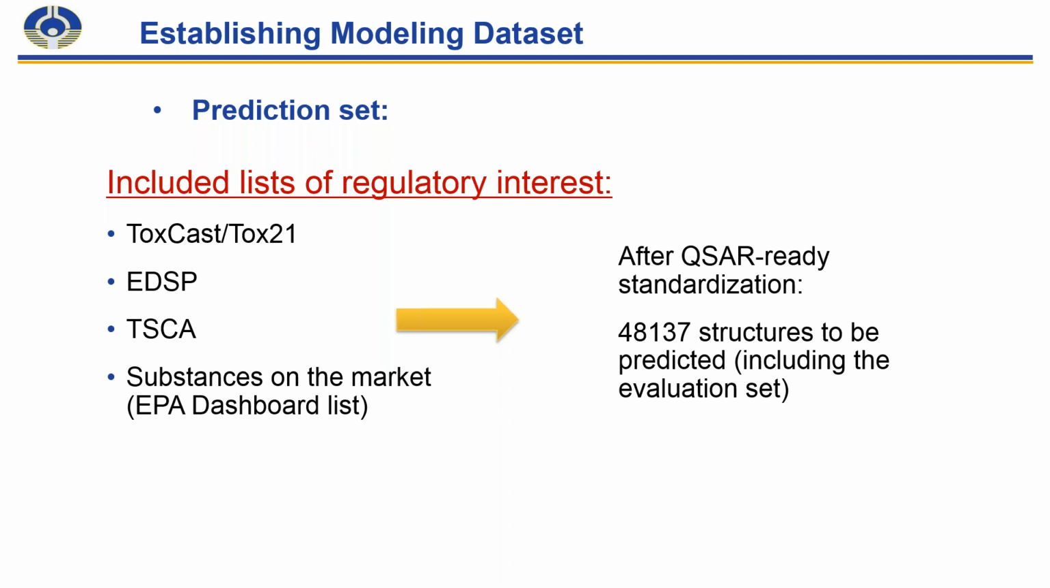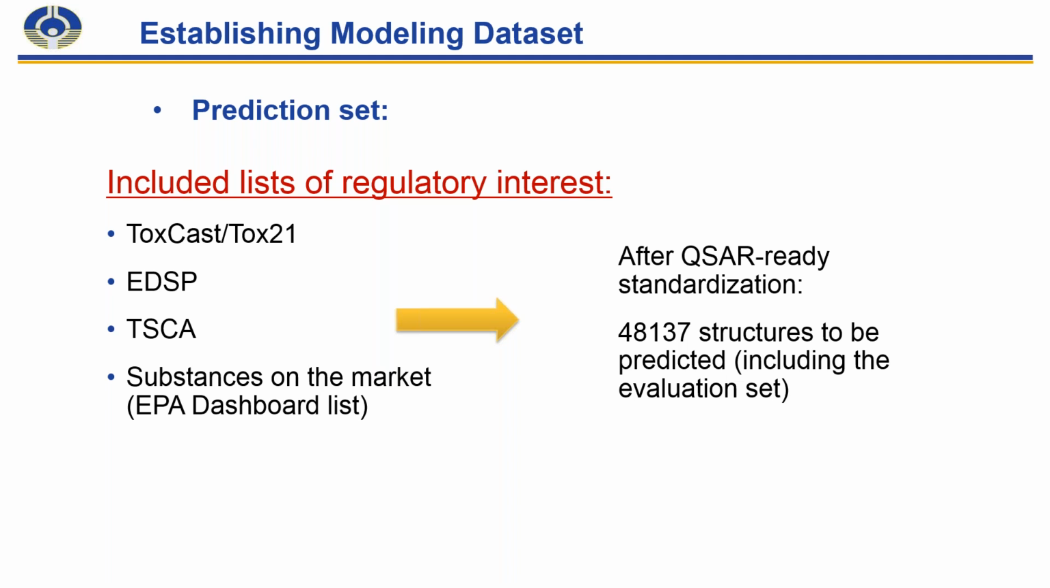And so after, again, running through that pipeline to standardize the structures to make them ready for QSAR modeling applications, we had around 48,000 structures. Hidden within that prediction set were the almost 3,000 structures that we had held out as that evaluation set. So if you think about it, what happens is we give about 9,000 chemicals to the participating modeling groups with associated LD50 values, and those 9,000 chemicals are the training set.